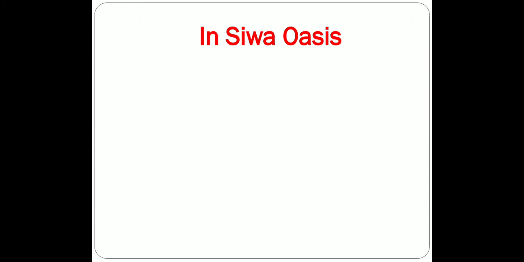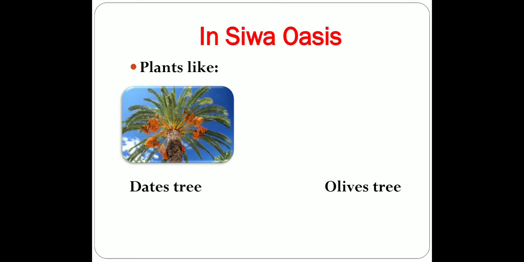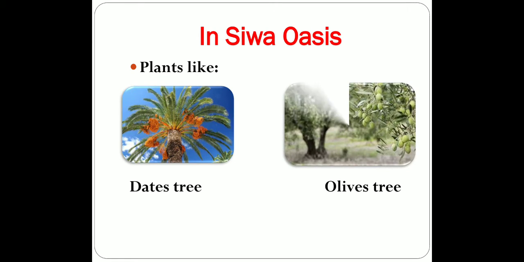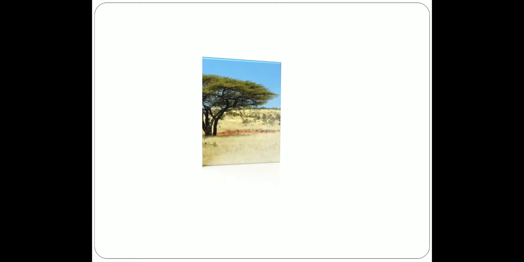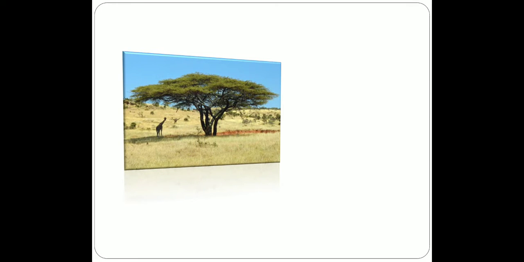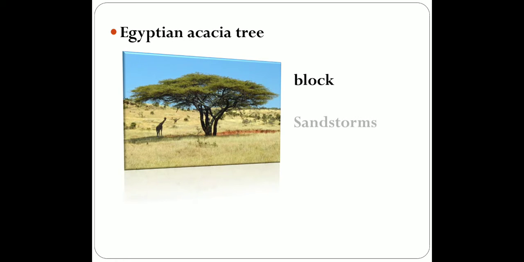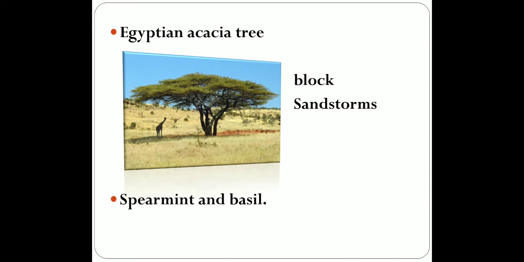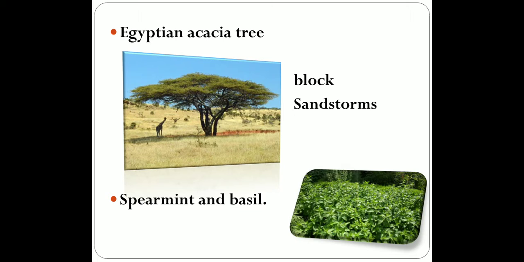Let's see what are the types of plants and animals that can live and grow in Siwa oasis. Plants like date trees and olive trees. This is the date tree and this is the olive tree. Also, there is a plant called the Egyptian acacia tree. The Egyptian acacia tree is a very big tree, as you see, and it can block the sandstorms. There are also spearmint and basil, which can grow in the oasis.